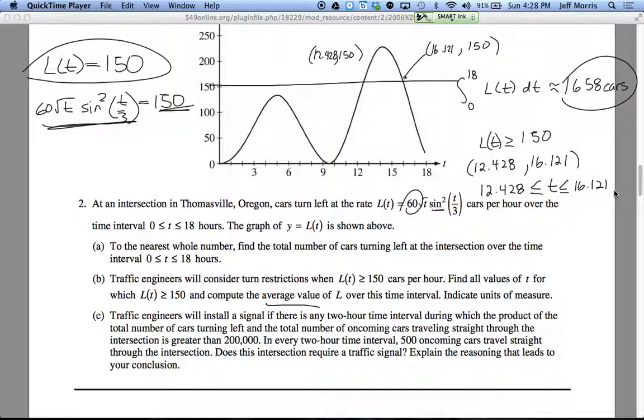Yeah, this is where we go 1 over, ready? Calculator does the rest of it now. 16.121 minus 12.428. That'll need to be in parentheses. Times the definite integral from 12.428 to 16.121. I'll tell you something on the test you're allowed to do here in a second. L of t dt. And that should be cars per what? Hour. Should be cars per hour.